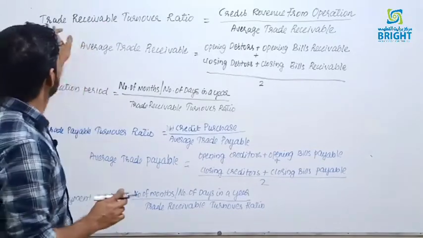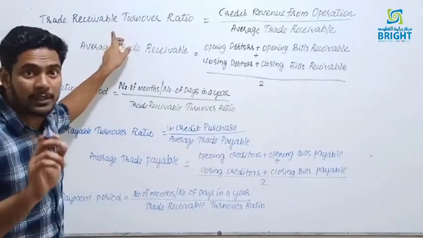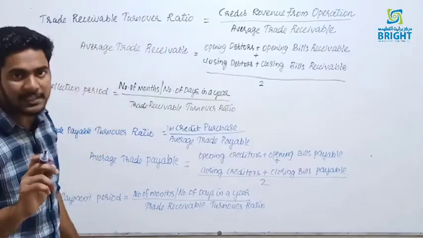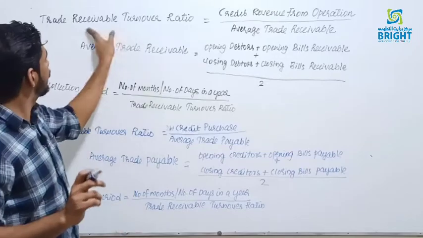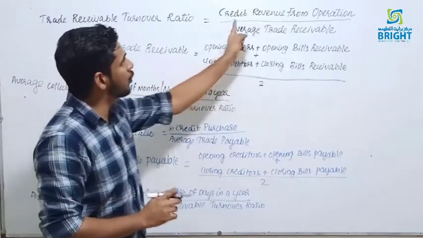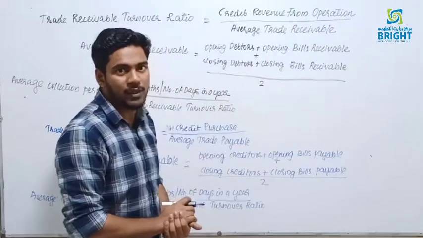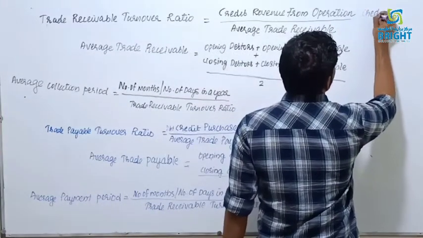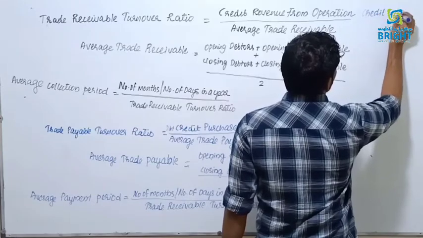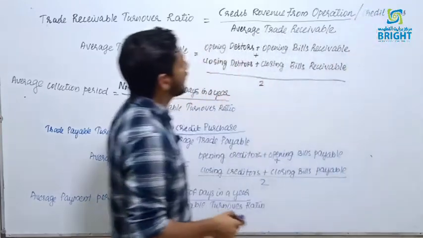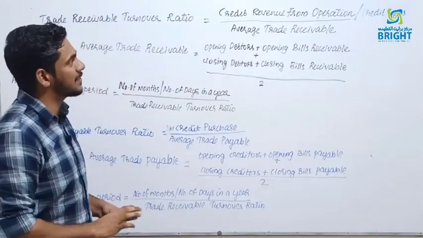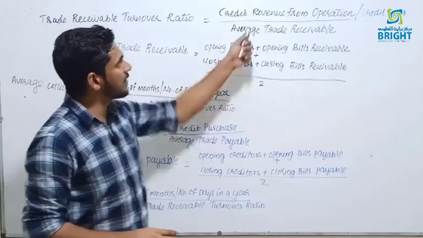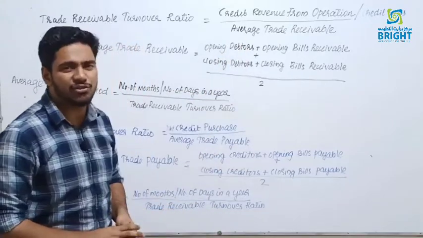Trade receivable consists of debtors and bills receivable. Remember, trade receivable turnover ratio is equal to credit revenue from operation, which is also equal to net credit sales, divided by average trade receivables.